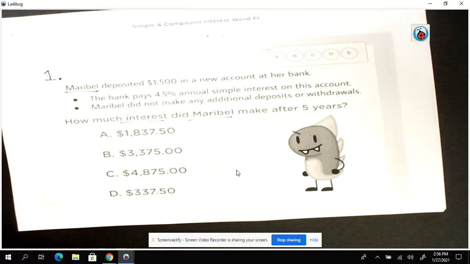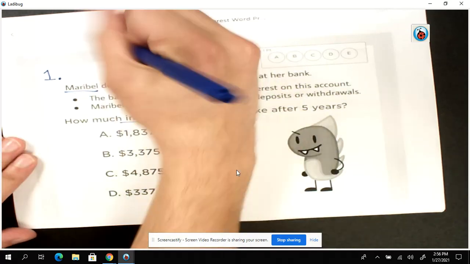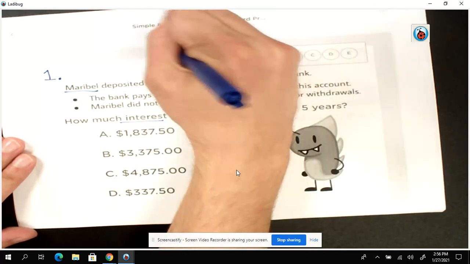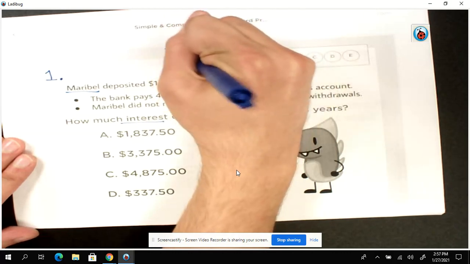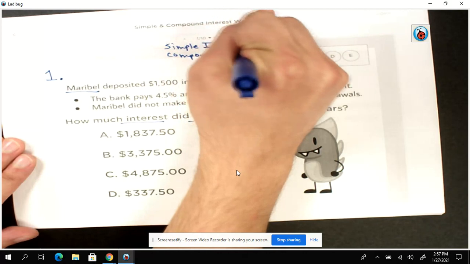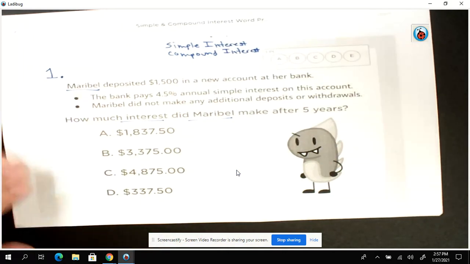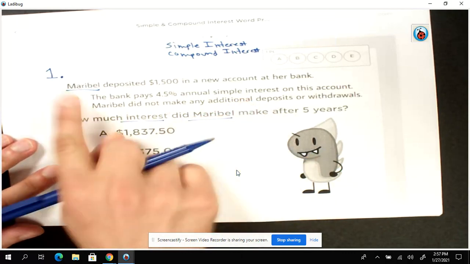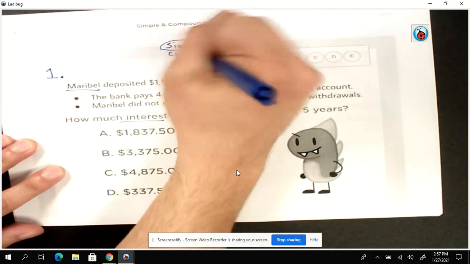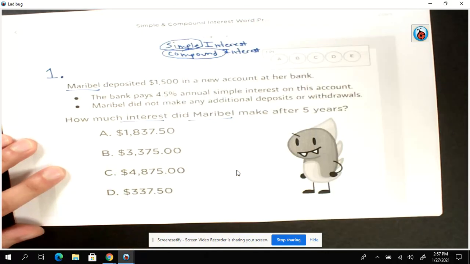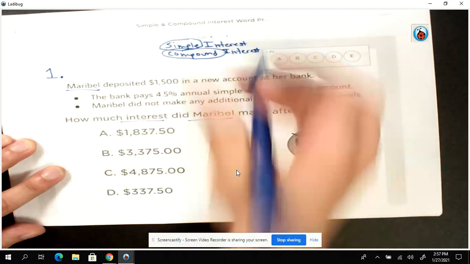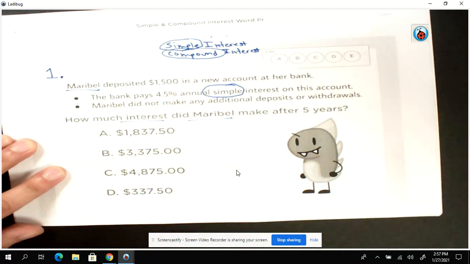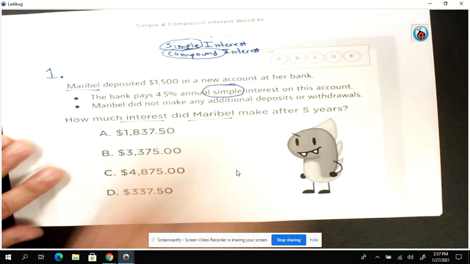All right, the second thing you want to ask yourself is, am I dealing with simple interest or compound interest? And it will explicitly tell you in the problem. So you have to read through, look for the word simple, and look for the word compounds or compounded. So Maribel deposited $1,500 in a new account at the bank. The bank pays 4.5% simple interest. Here we go, there's that word, simple interest. So that means we're going to be using the simple interest formula.